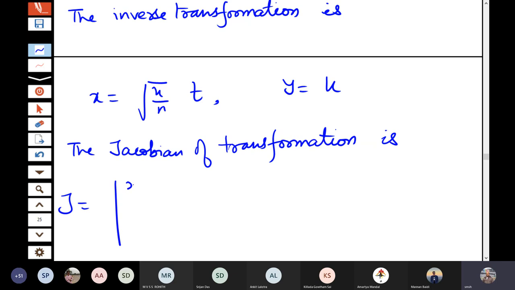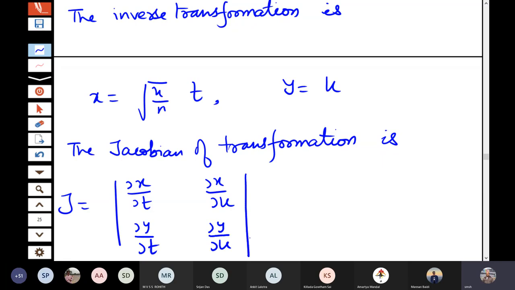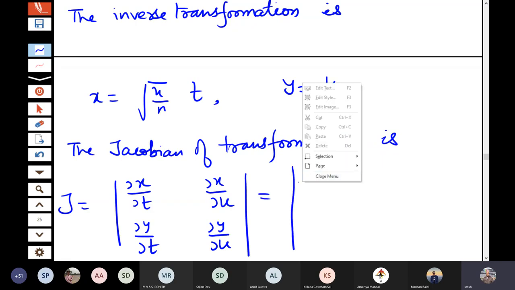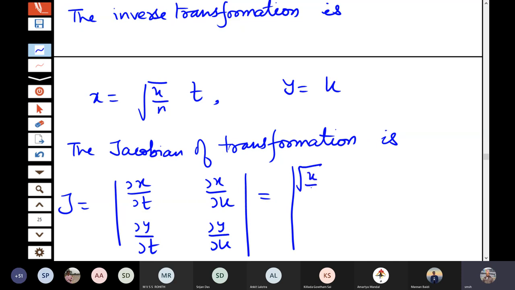That is, we have to write del x by del t, del x by del u, del y by del t, del y by del u. So del x by del t is square root u by n, del x by del u will give me t divided by 2 root nu. Del y by del t is 0, del y by del u is 1. So that is square root u by n.